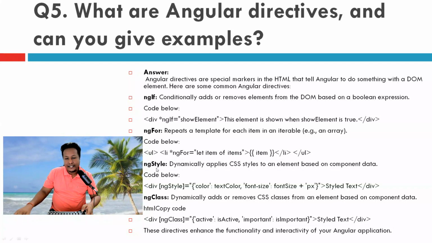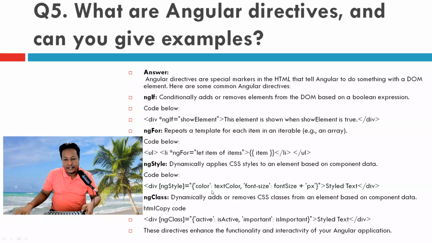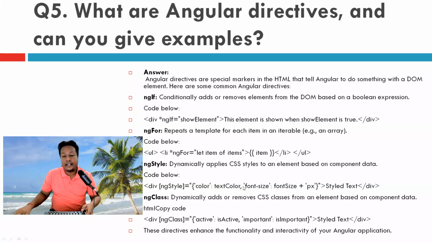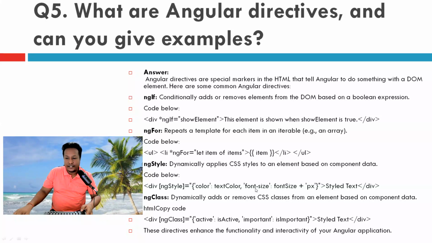Next one is ngStyle. If you want to dynamically provide styles, then you can use ngStyle. Based on the value of textColor here, the color will be updated. If the textColor has a red value, then the color becomes red. If it is dynamically coming as blue, it will change to blue. In the same way, we can change the font size.